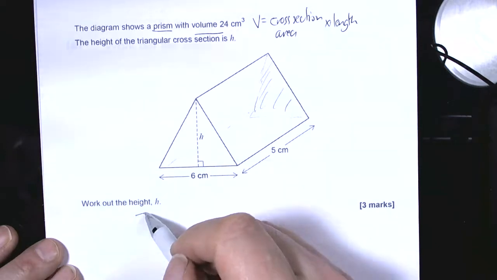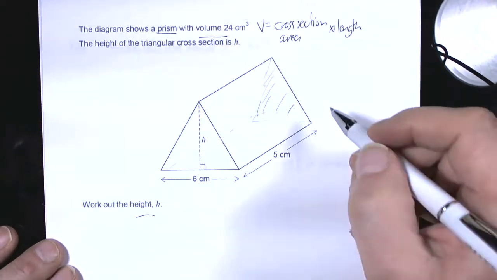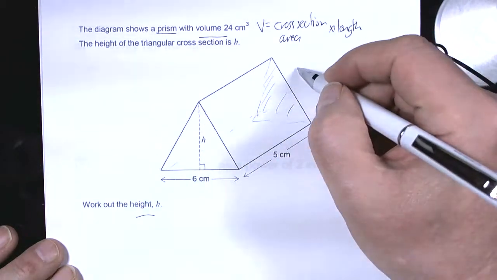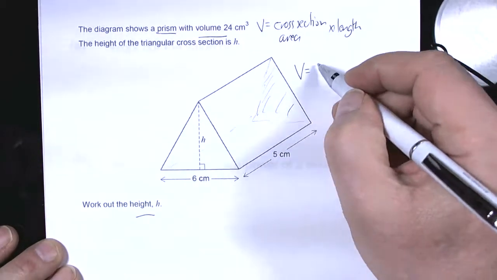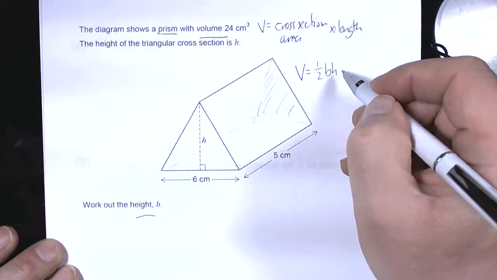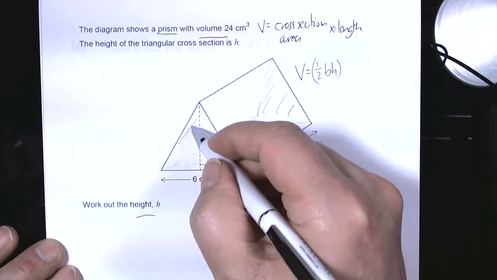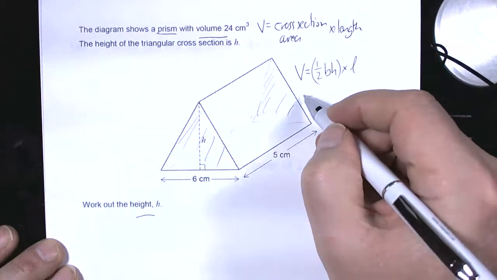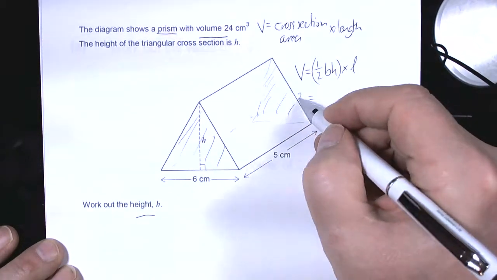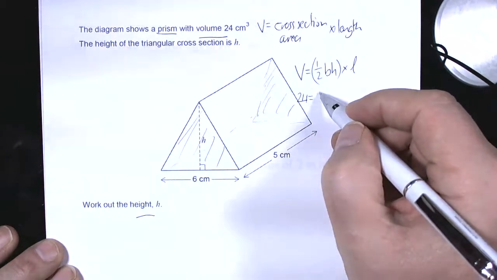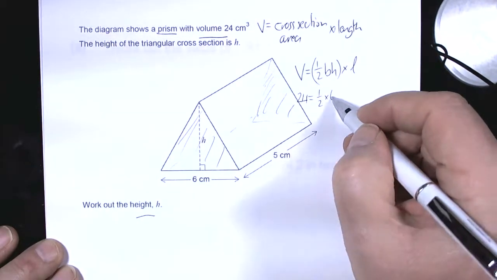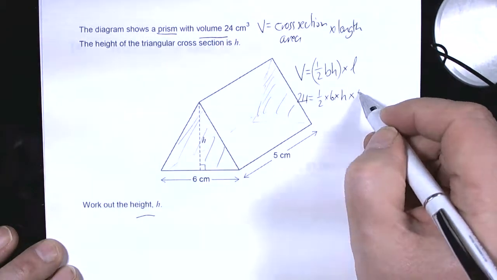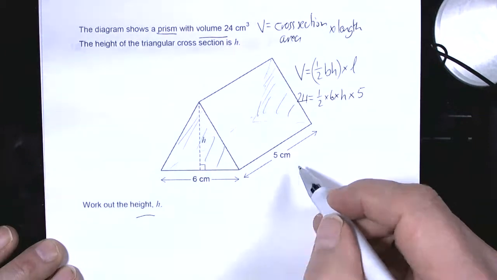And it's asking us to work out the height of h. So literally we just bung in our numbers. So v is equal to a half base height for the area of the triangle, because that's the cross section, times the length, and we know that we've got 24 for the volume, and we know the base length is 6. We don't know the height yet, but we do know the length is 5.